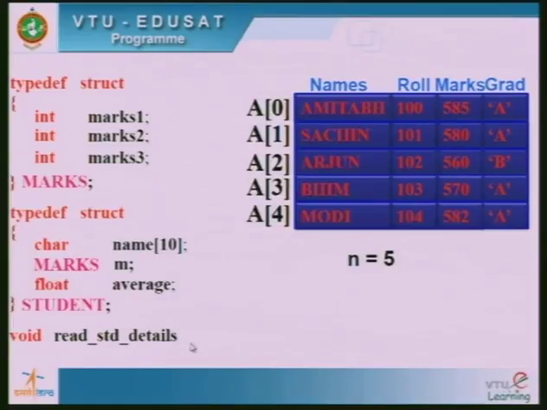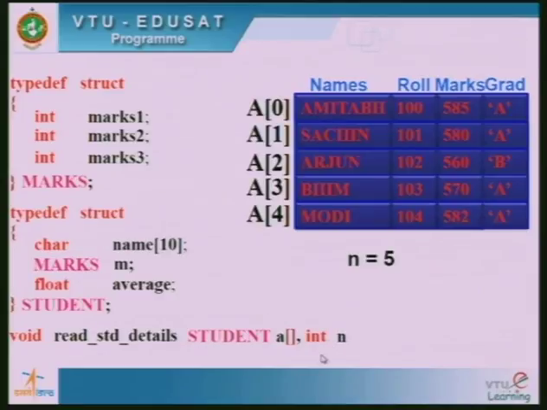For reading student details, tell me what we require. We require array A, and we require one more. What is that? N. So A is an array we require, and n also we require. But what is A? A is of type what? Student. A is an array of students. So here I write student. N, what is N here? N is of type integer. So here I write n is of type integer.